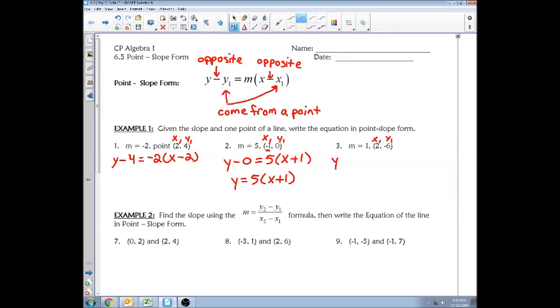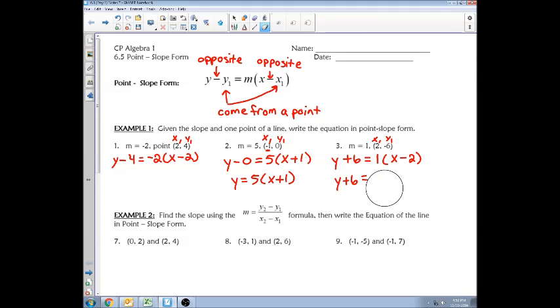On to number 3, this is x1, this is y1, okay? So it would be y, the opposite of y1, so plus 6, is equal to 1 times x, the opposite of x1, so negative 2. Okay? And again, in this case, I don't need the 1 outside of my parenthesis, so I could just write y plus 6 is equal to x minus 2. And in fact, I wouldn't even need the parenthesis anymore. Okay? On to example 2.